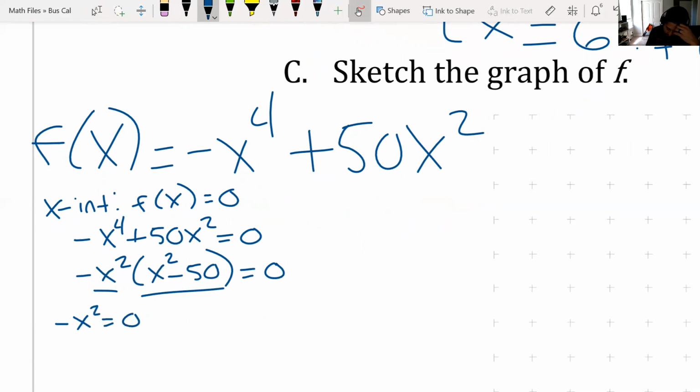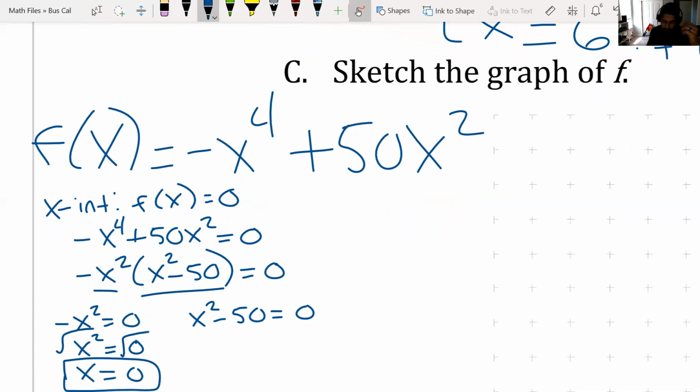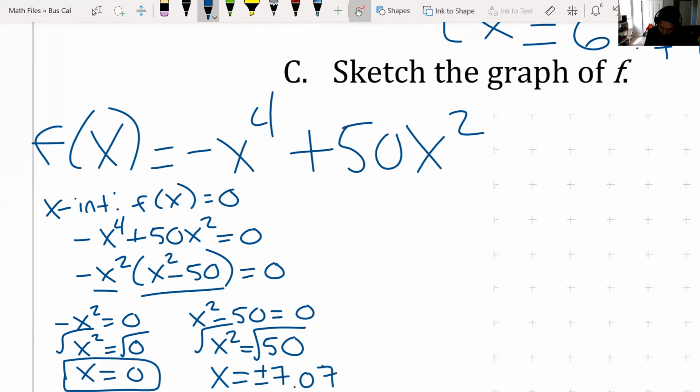-x squared equals 0, and x squared minus 50 equals 0. Here, x squared equals 0, and x equals 0. Over here, x squared equals 50, take the square root, and in my calculator I get 5 square root of 2, or 7.07. So x equals plus or minus 7.07, or 7.1.